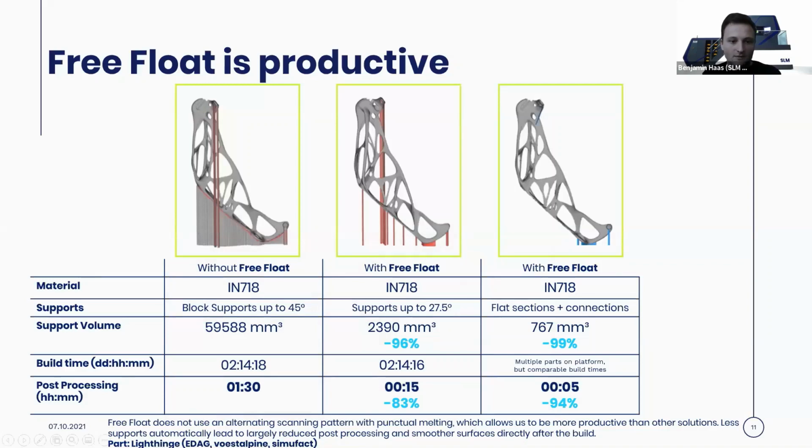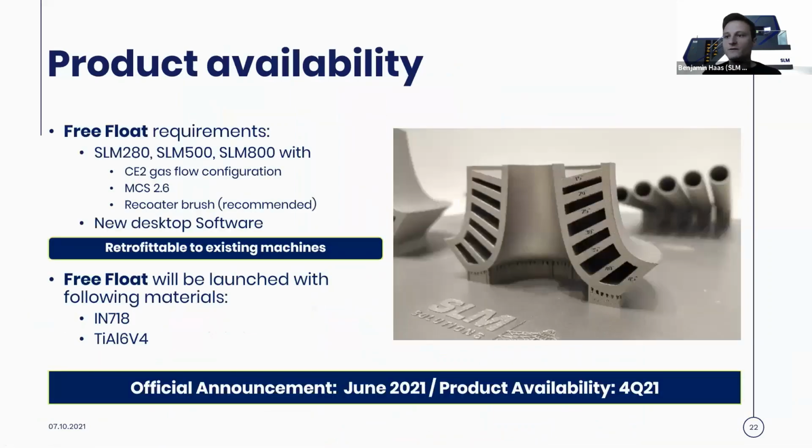All right, before we jump into questions, I just want to briefly talk about product availability and requirements. So we've validated FreeFloat with 3 of our product lines, so the SLM 280, 500, and 800. Don't worry, we're working on FreeFloat on the NXG as well, but since the NXG will be available next year, we still have a little bit of time, so we'll also consider FreeFloat for NXG, of course. But for now, we'll focus on 280, 500, and 800.